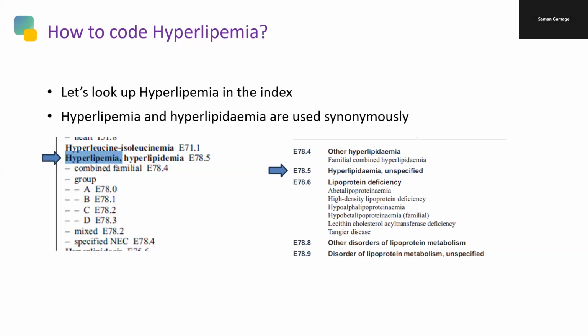because our diagnosis is just hyperlipemia. So there is no other specification. It doesn't say whether it is familial or whether it pertains to any other group. Nothing. Therefore, we code this to hyperlipidemia unspecified, or unspecified hyperlipemia, E78.5. The code is confirmed.